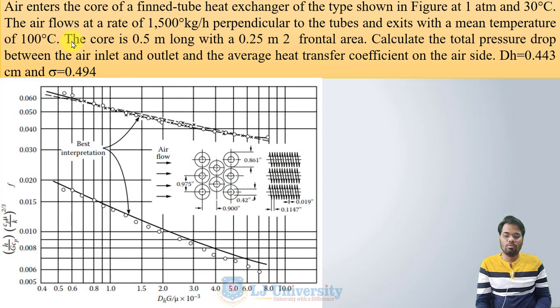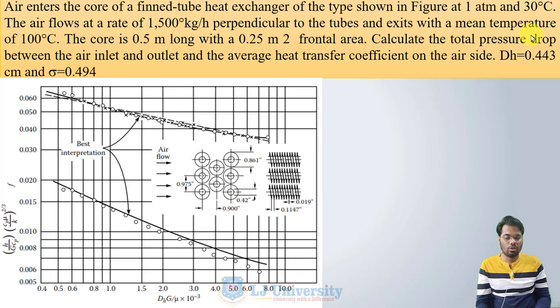Now the last numerical: air enters the core of the fin tube heat exchanger of the type shown in the figure, at 1 atm and 30 degrees Celsius. The air flows at the rate of 1500 kg per hour perpendicular to the tubes and exits with the mean temperature of 100 degrees Celsius. So this is the inlet temperature and outlet temperature. The core is 0.5 meter long with a 0.25 meter square frontal area.